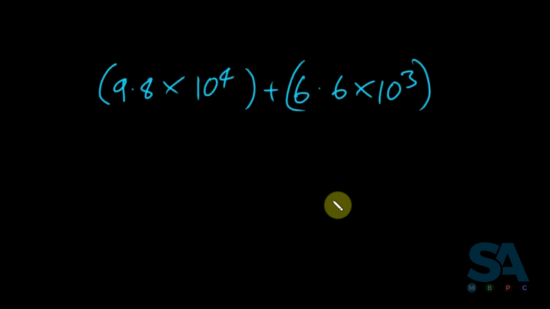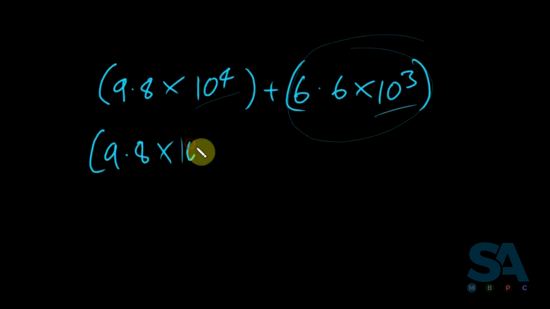First thing you want to do is make sure that these powers of 10 are the same. So the logical thing would be to either change the 10 to the power 4 to 10 to the power 3, or the 10 to the power of 3 to the 10 to the power of 4. For this example, I'm just going to change the 10 to the power 3 to 10 to the power 4. In order to keep this portion of the expression the same, if I increase this value by a factor of 10, I have to decrease this value by a factor of 10.